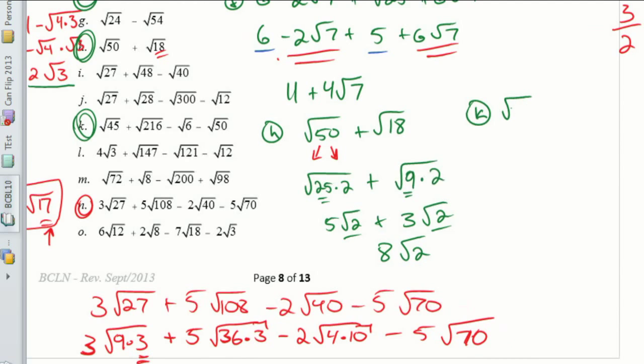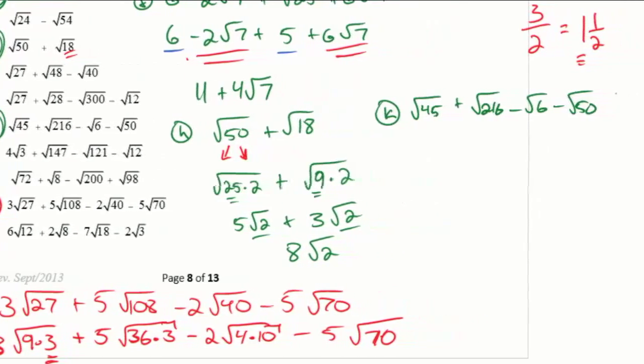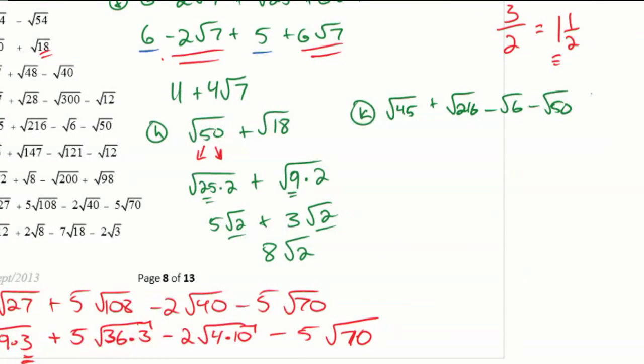So root 45, root 216, minus root 6, minus root 50. All right, 45. Perfect square that goes into there. I'm going to have 9 times 5.